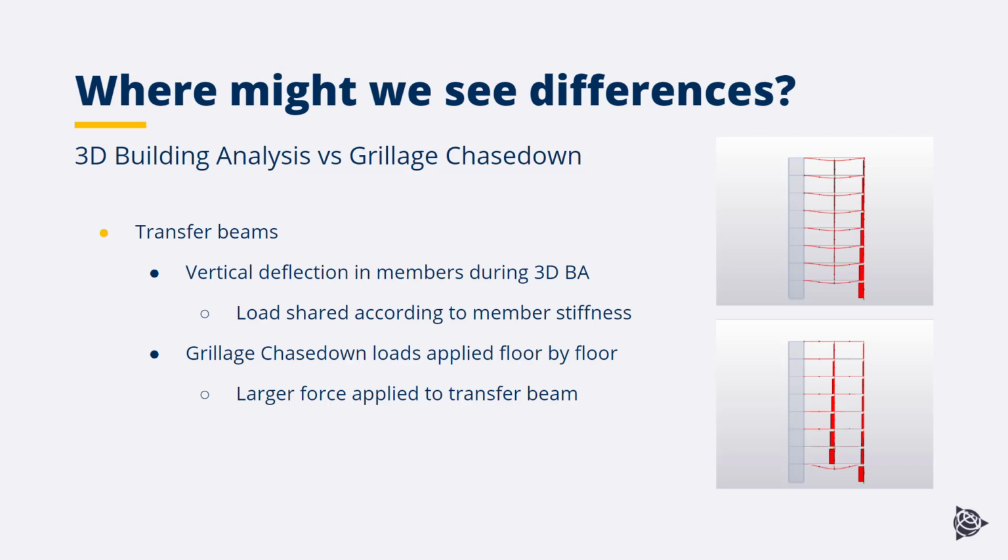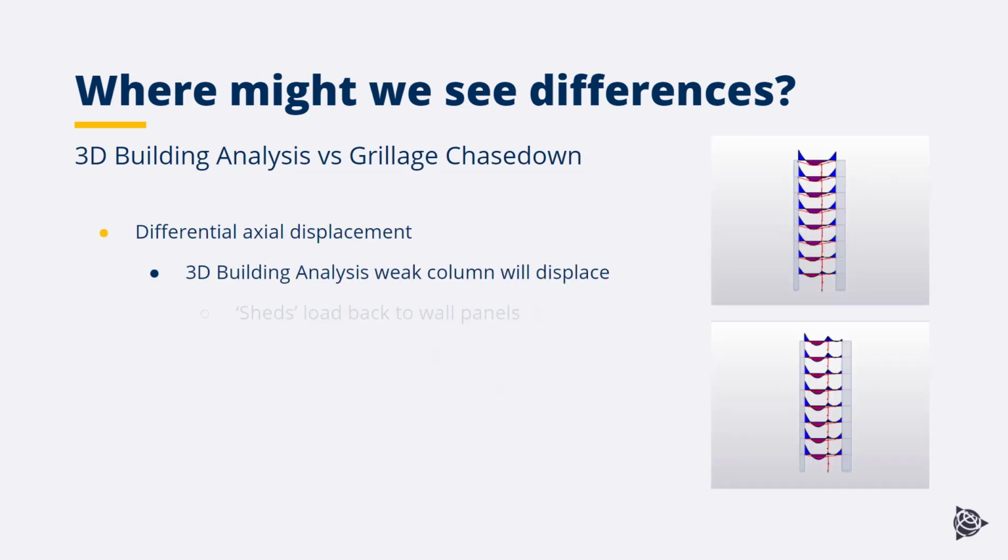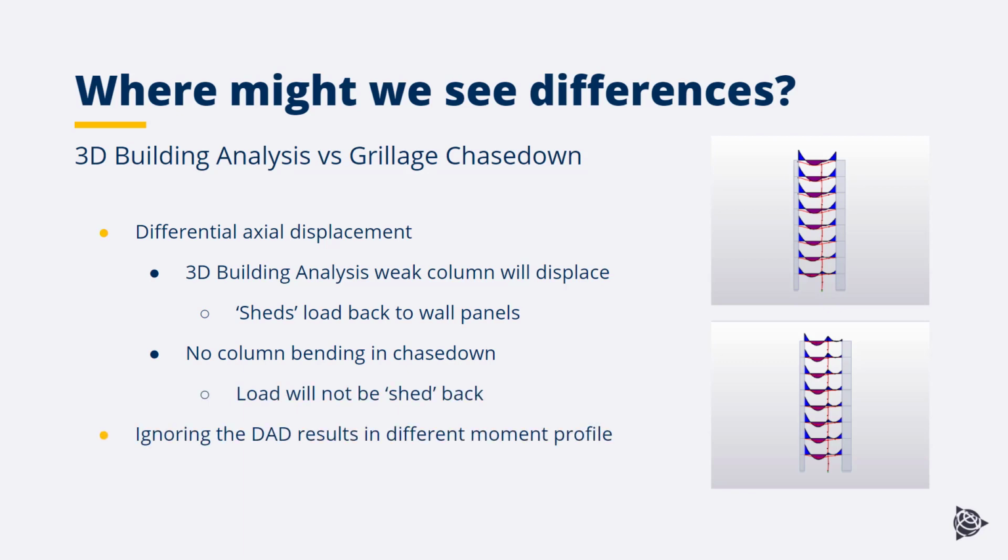Running the Grillage Chasedown will neglect the effect of the vertical displacement, leading to a critical axial force applied to the transfer beam. By considering both the beam bending and direct axial transfer, the members can be designed for both scenarios.